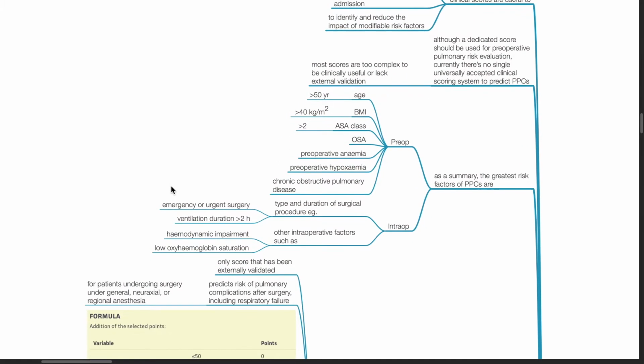As a summary, the greatest risk factors for PPCs are preoperative factors: age more than 50 years old, BMI more than 40 kg per meter square, ASA class more than 2, OSA, preoperative anemia, preoperative hypoxemia, and chronic obstructive pulmonary disease. Intraoperative factors include emergency or urgent surgery, ventilation duration more than 2 hours, hemodynamic impairment intraop, and low oxyhemoglobin saturation intraop.